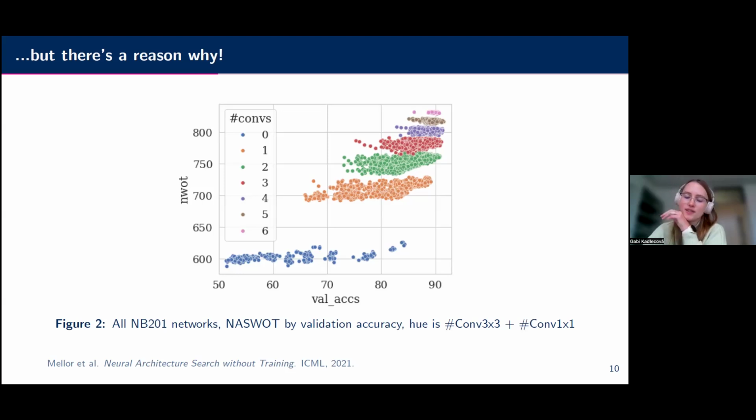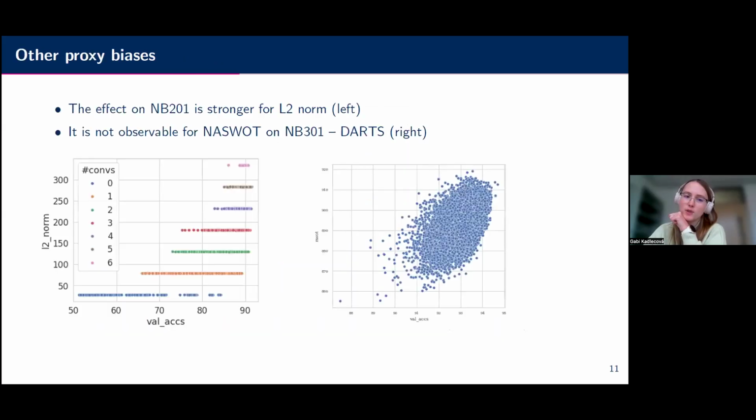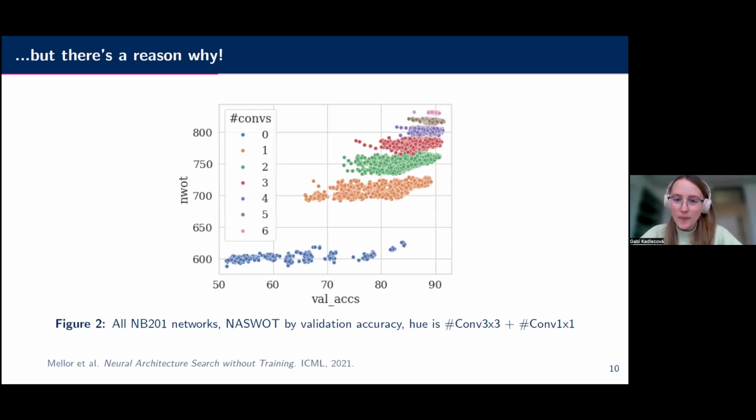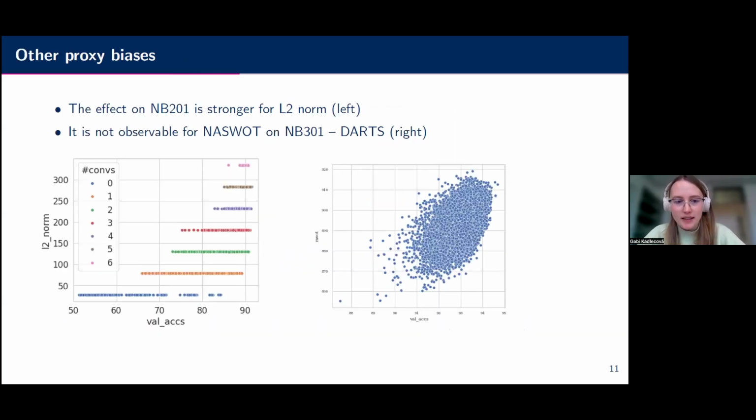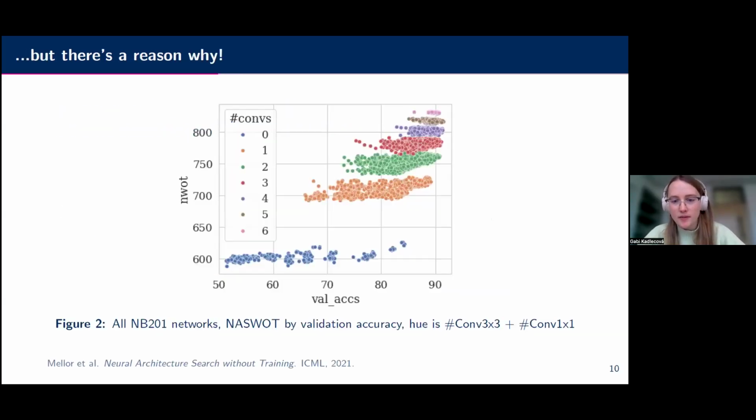This is the reason also for other zero-cost proxies, at least on NB201. It's not really observable, for example, on DARTS, where it's something else happening. I tried to also color it by, for example, the number of separable convolutions or the other types of convolutions. There are related convolutions. It didn't split quite as nicely as here. It's not perfectly steps like here for L2 norm, but the clouds kind of split into 2 clouds for each of them, based on if there are more 1 by 1 or 3 by 3 convolutions.